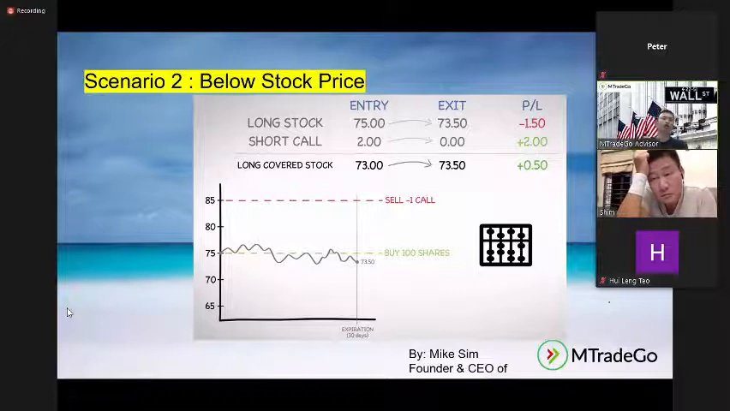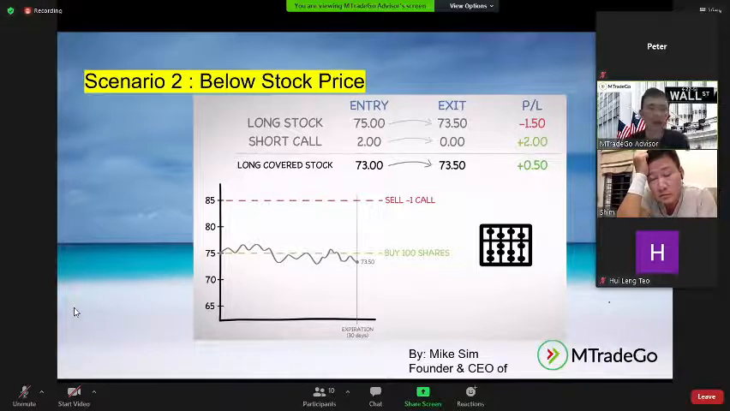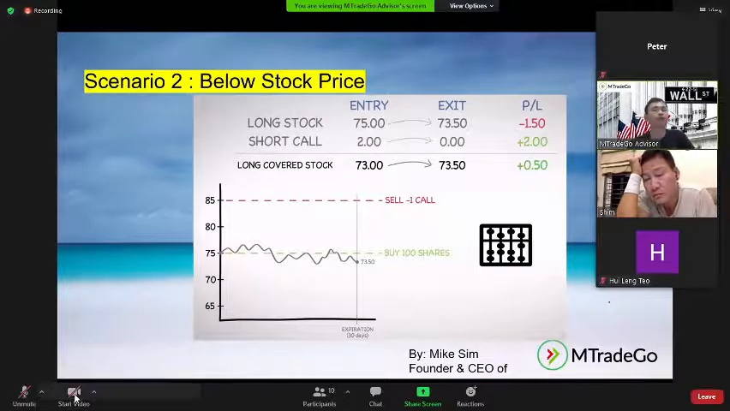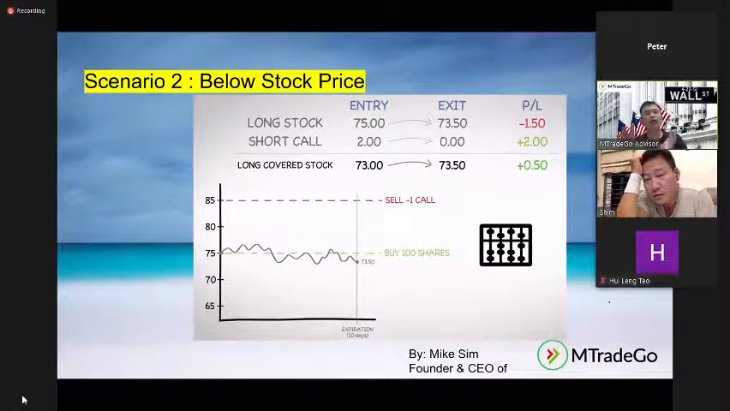When you have a naked call, until the expiry date, your position will become negative, meaning that you have shorted a call. Very good question. But covered call is not like that. Covered call is you must own the share.